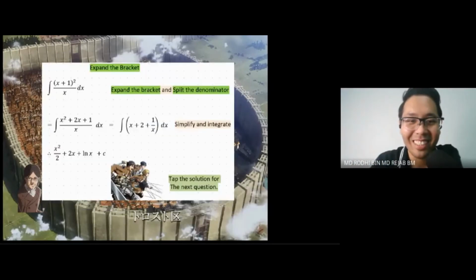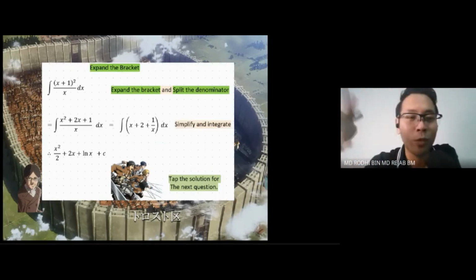So this one is basically you expand the denominator and then you split it up. It makes your integration a lot easier. Compared to the question before this, the square is in the numerator. Can I continue?